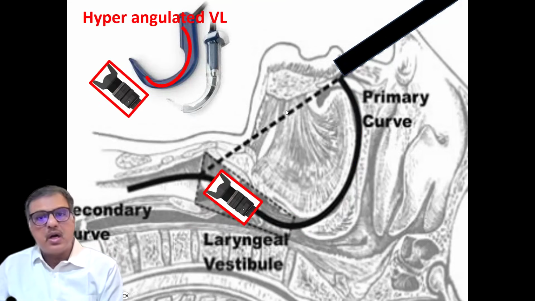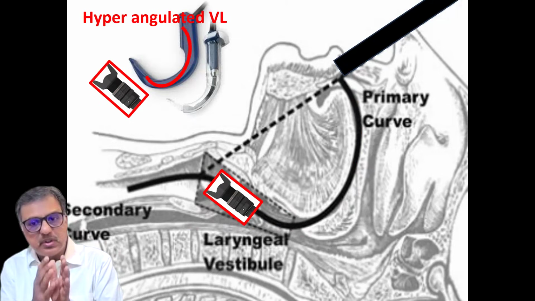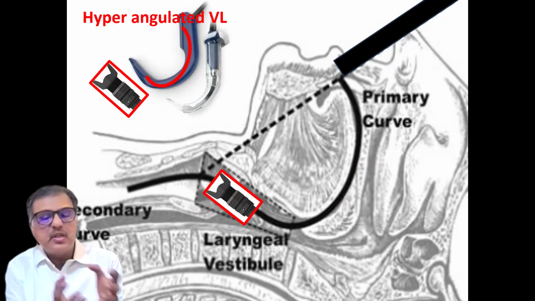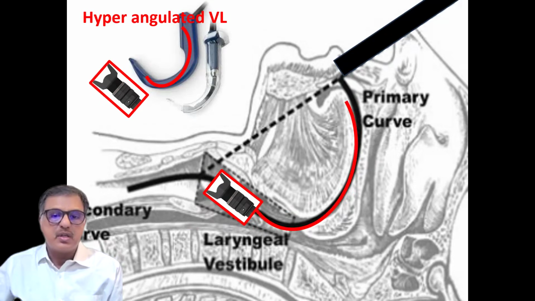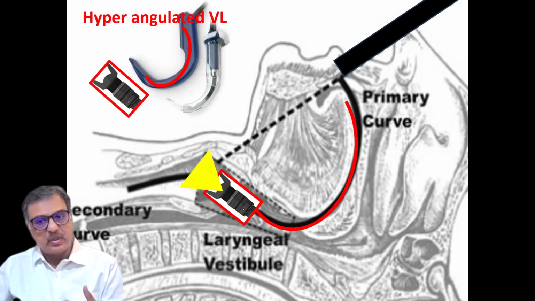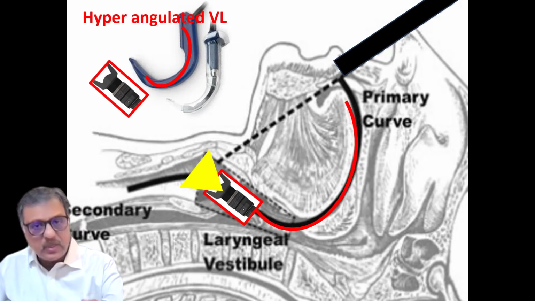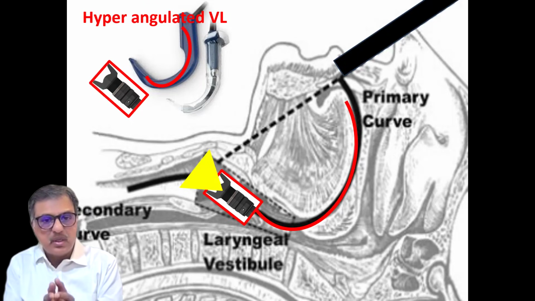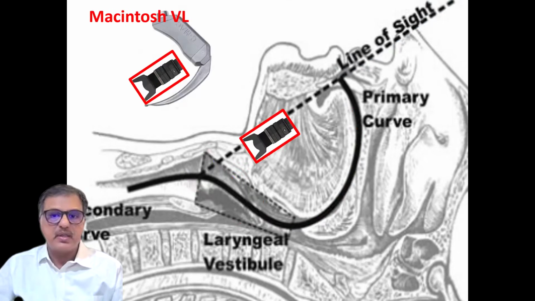But when you are using the hyperangulated blade, the camera takes the position on the steepest part of the line joining the primary curve and secondary curve. So it's looking just near, just in front of the larynx, and that's the reason you get a good POGO score, good Cormack and Lehane grade, because the camera is placed on the deepest part of the line joining the primary curve and secondary curve.